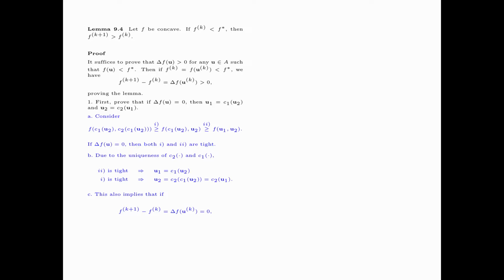This implies that if f_(k+1) minus f_k is equal to delta f of u^k is equal to 0, then u^(k+1) is equal to u^k. That is, the algorithm is trapped at u^k.